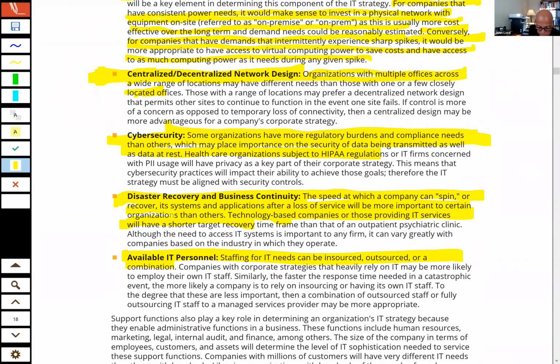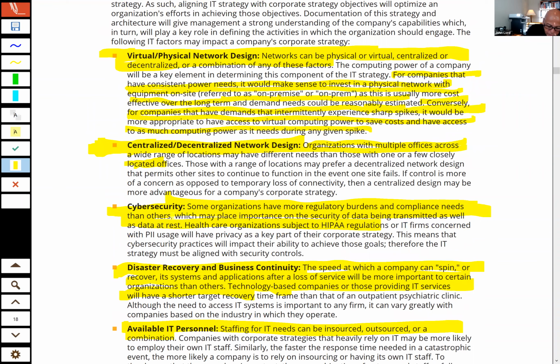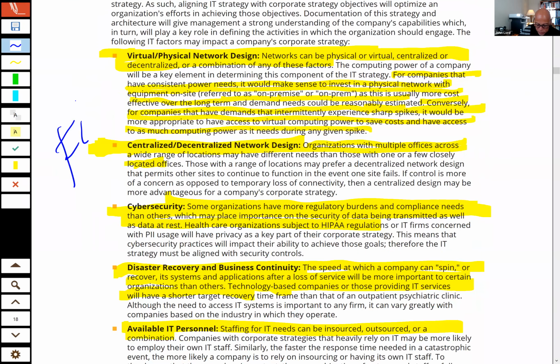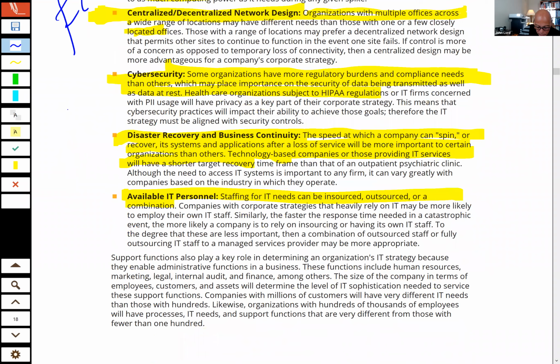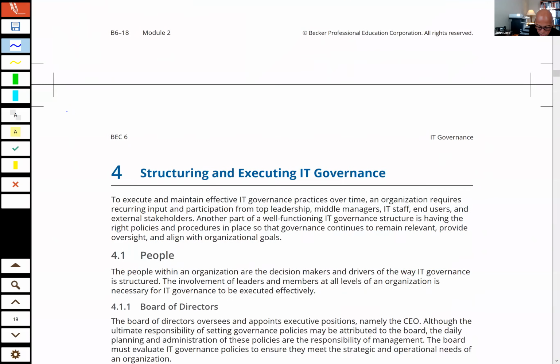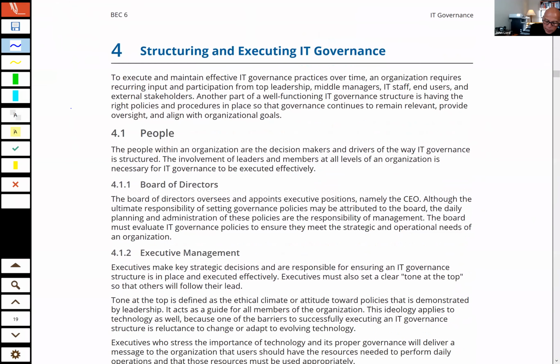Okay, good. So go ahead and flashcard at a high level on those components of the IT strategy. Okay, come over and let's take a look at structuring and executing IT governance.